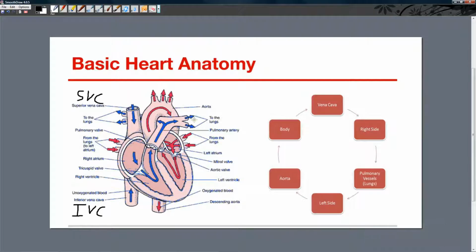At the lungs, your deoxygenated blood receives oxygen and is sent back through the pulmonary veins into the left atrium. From the left atrium, your blood flows through the mitral or bicuspid valve into the left ventricle. The left ventricle is the largest and strongest chamber of your heart. The right ventricle is the second strongest. From the left ventricle, your oxygenated blood is sent through the aortic valve and into the rest of the body through the aorta.